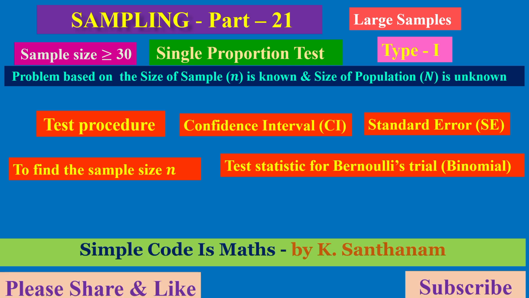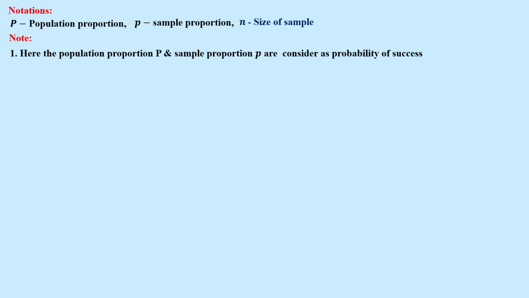Bernoulli trial. So the notations: capital P is the population proportion, small p is the sample proportion, n is the sample size, and capital N is the size of the population. Here the population proportion P and the sample proportion p are considered as the probability of success. Note that the probability of failure is Q, small q, capital Q, which is 1 minus P.